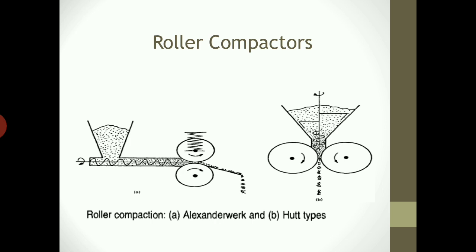Now the working: first the powder will be filled inside the hopper, then the powder will be conveyed from the hopper to the rollers by using the screw conveyor system. While going through the rollers, it will get converted into ribbons because of the application of pressure. These ribbons will then be reduced in size to form the granules.